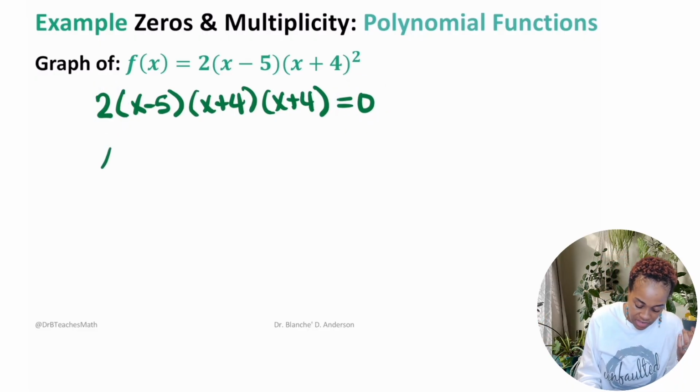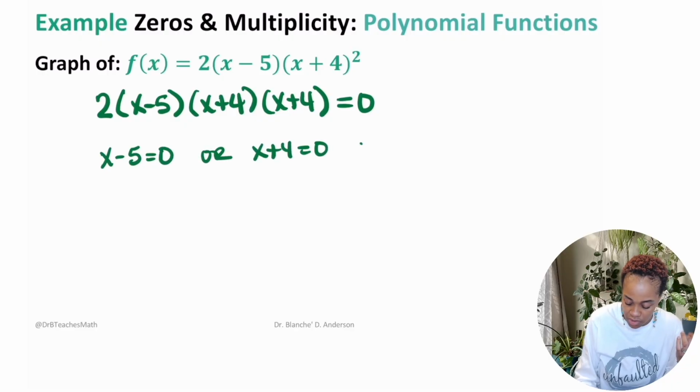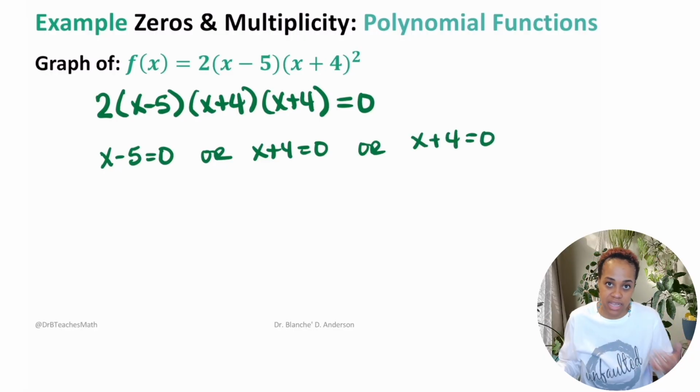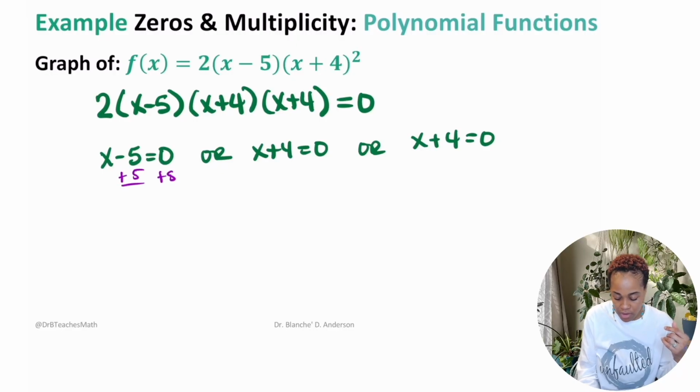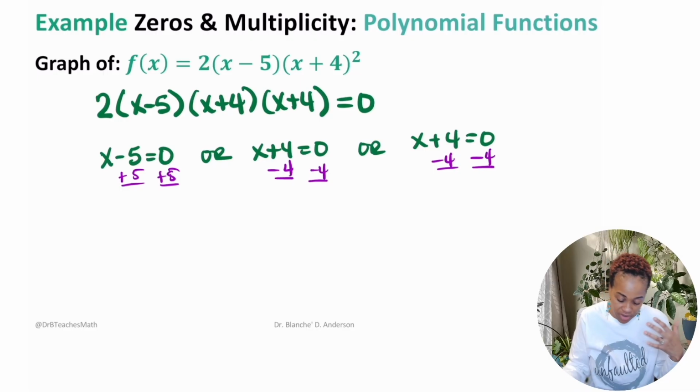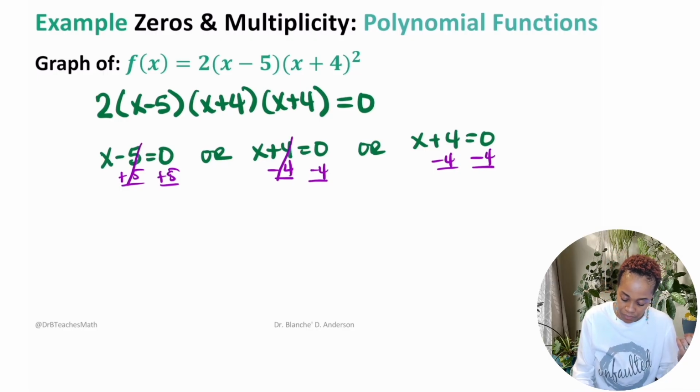But then you have x minus 5 is equal to 0, or x plus 4 is equal to 0, or x plus 4 is equal to 0. And you're like, well, how do you do that? Because when you factor, you can set each of those factors equal to 0. So now let's solve for x. I'm going to add 5 on both sides. I'm going to subtract 4 on both sides, and then subtract 4 on both sides. Because whatever you do to one side, you have to do to the other side. These cancel each other, and so here I'm left with x is equal to 5, or x is equal to -4, or x is equal to -4.